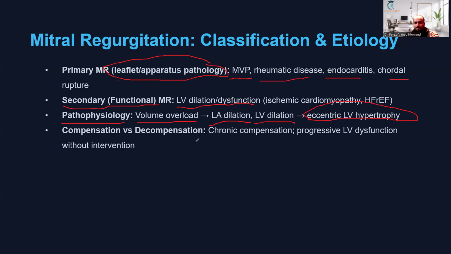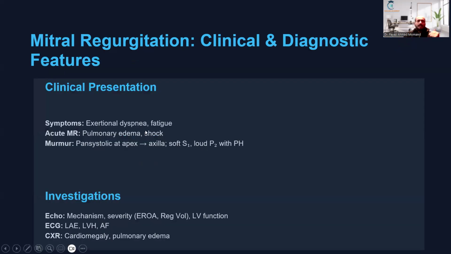Chronic compensation in mitral regurgitation is common. Sometimes they can go into acute decompensation. In those cases, we will treat them as decompensated heart failure. Okay. Clinical features of mitral regurgitation: they present again with exertional dyspnea and fatigue. In acute cases of regurgitation, you will see pulmonary edema or shock.